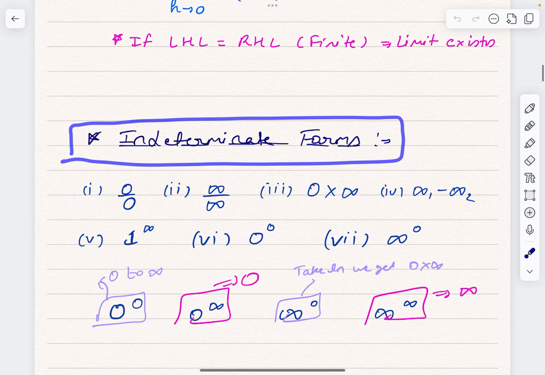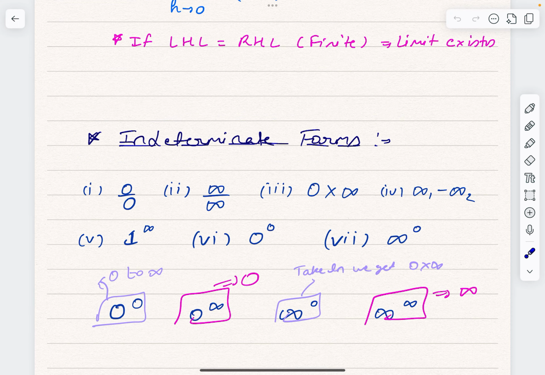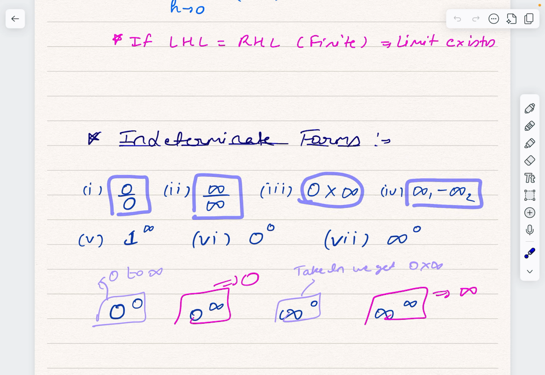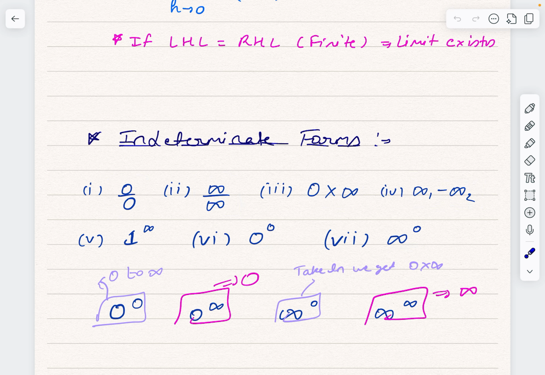See, there are 7 indeterminate forms: 0 by 0, infinity by infinity, 0 into infinity, infinity minus infinity, 1 power infinity, 0 power 0, infinity power 0. So first of all, 0 by 0.